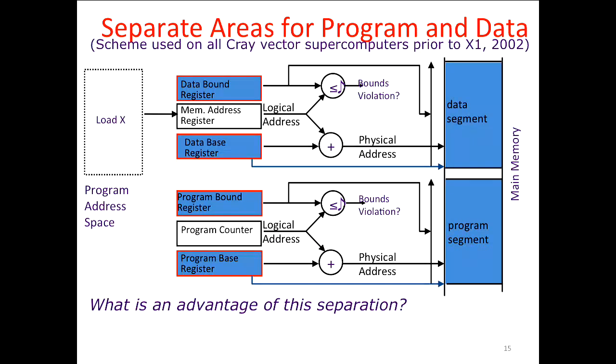One little tweak that was done on this scheme is to have a separate base and bound for program fetches, instruction fetches versus data memory accesses. The idea is you have one base and bound added to the program counter here, and a separate base and bound used for the data segment. So why would you want the two segments? What would be the advantage? Anybody think of anything offhand? Why not just have one segment? Why have two separate segments?